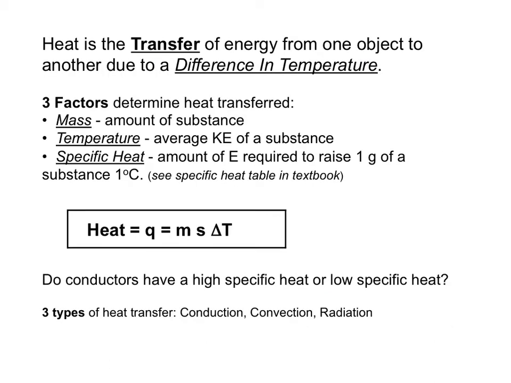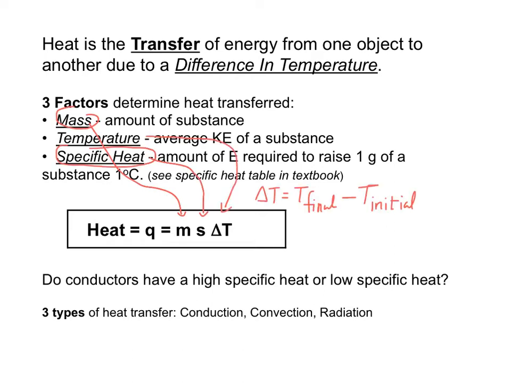Heat is the transfer of energy when two objects at different temperatures come in contact with each other. When we compare heating 1 cup of water to 2 cups of water, the amount of substance makes a difference. We'll look at mass. When we compare water to ethanol, those two liquids have different specific heats. Specific heat is the amount of energy required to raise 1 gram of a substance 1 degree. Specific heat also determines the amount of heat transferred. And finally, the temperature of the hot object and cold object determines the amount of heat transferred. Combine those factors and we get our heat equation.